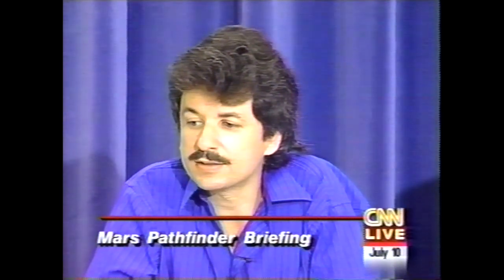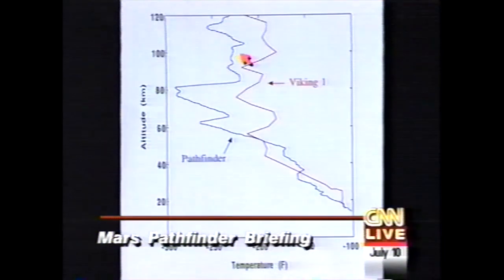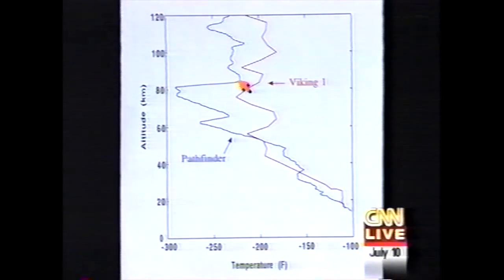I'd also like to point out that there are features throughout this profile that are undulations in that temperature profile, and those are very interesting to meteorologists because they presumably represent some form of atmospheric wave, possibly solar tides, as were discussed.